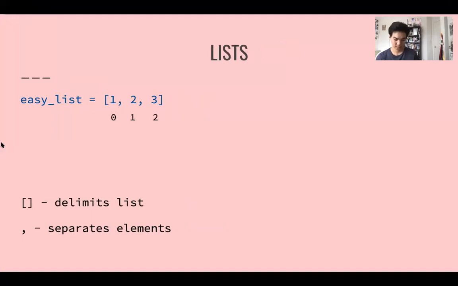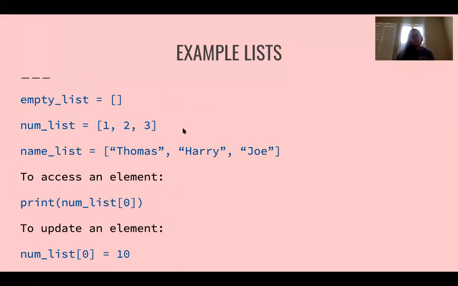Okay. So basically the slide says the same thing. So you would have a list with brackets and you would use commas to separate it. And again, it's 0-based indexing in Python. So the first element would be 0, 1, and then 2. So here are some more example lists. So you can have an empty list. You can have a list of numbers. Again, in Python, your type doesn't matter. You could have whatever type you want it to have.